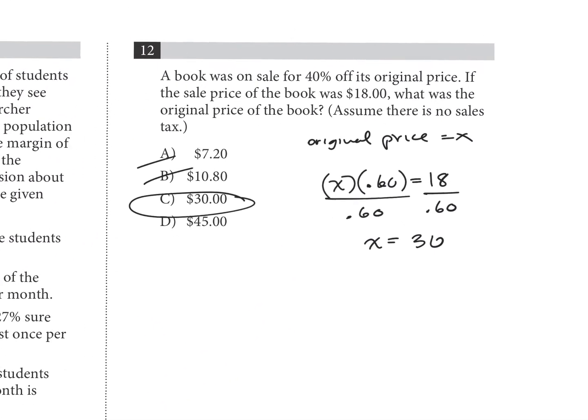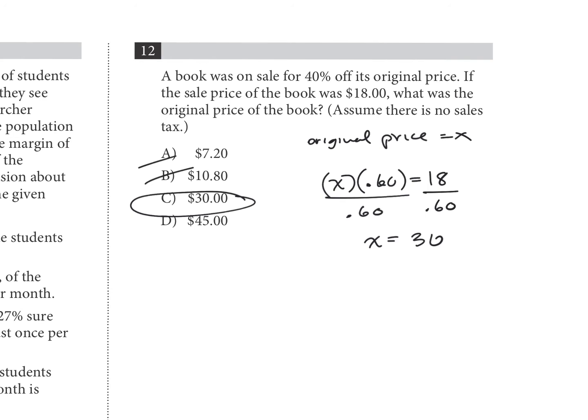All right, last one, number 12 on this page. A book was on sale for 40% off its original price. If the sale price was $18, what was the original price? This is a classic percent question. If I call the original price X, the sale price is $18. I know that if I took 40% off, I'm paying 60% of the original price, right? So that's 0.6 times X. I got this 0.6 by taking 40% away from 100. So 60% of the original price is going to equal the sale price, 18, divided by 0.60. So I can see that the original price is 30.